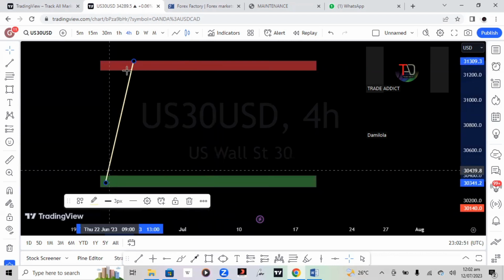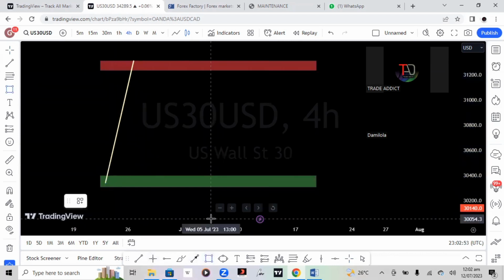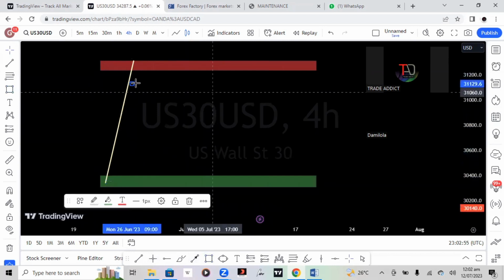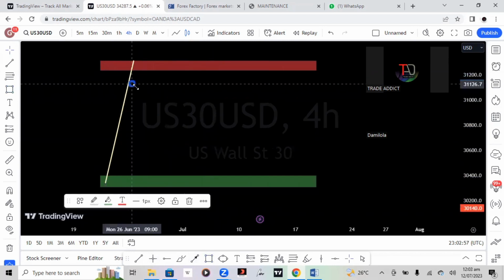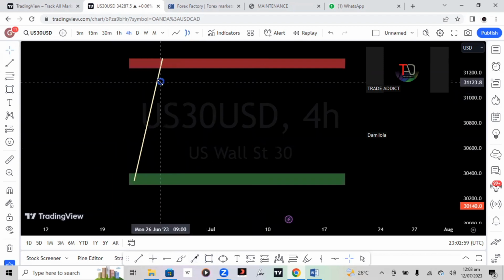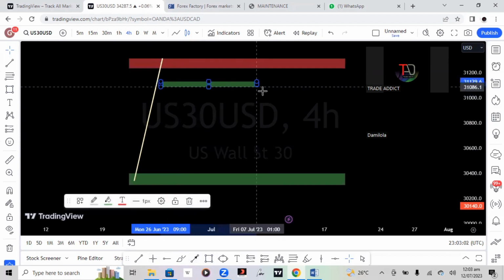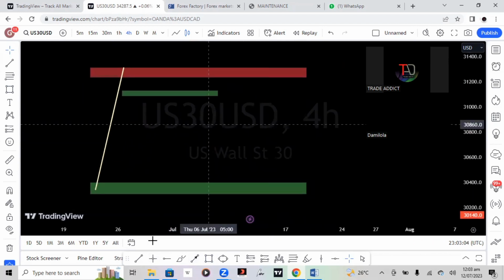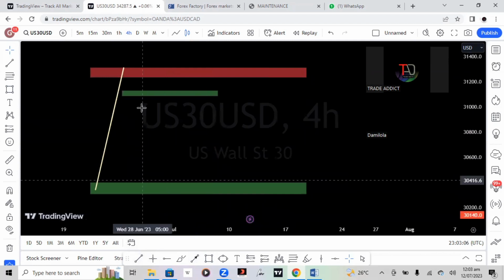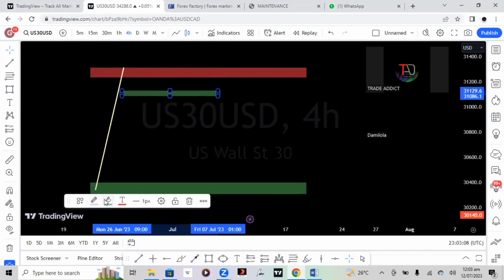So in a situation whereby price starts creating a series of support and resistance in between. Hold on, please. In a situation whereby price starts creating a series of support and resistance. Let me change this color.